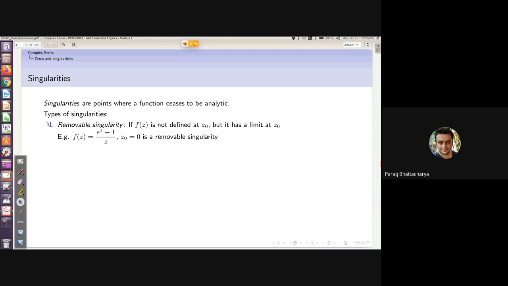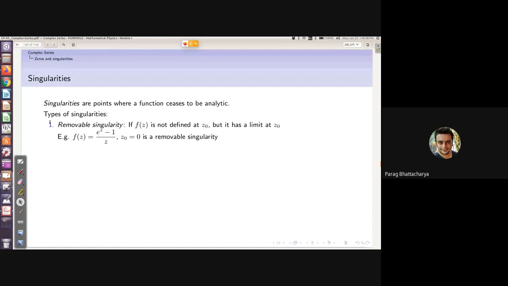The first is known as a removable singularity. A removable singularity is when f of z is not defined at z naught, but it has got a limit at z naught. So for example, we have f of z equals e to the power z minus 1 by z. This is a removable singularity. And how do we know that? You can just work it out for yourself. It has got a limit at z naught.